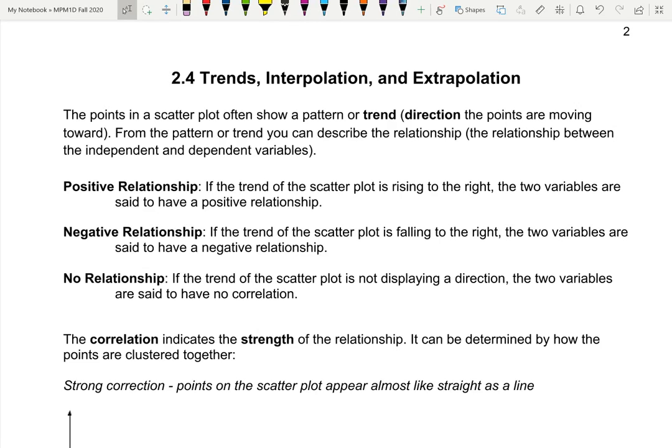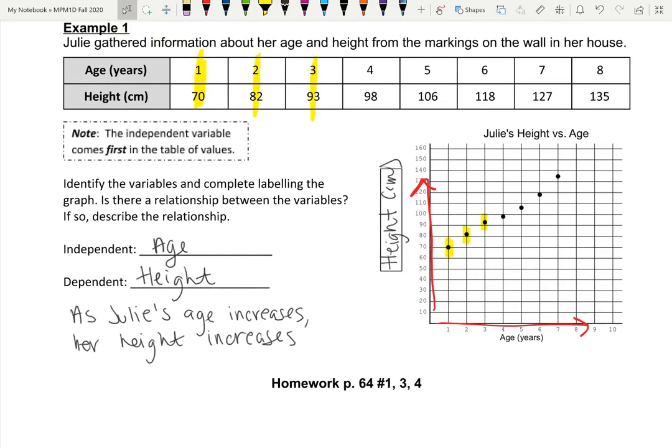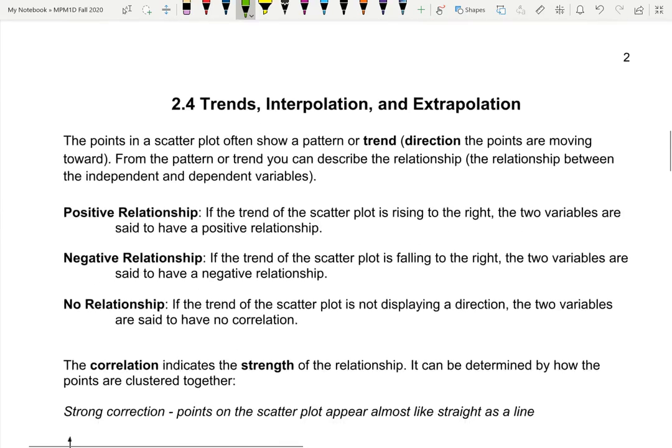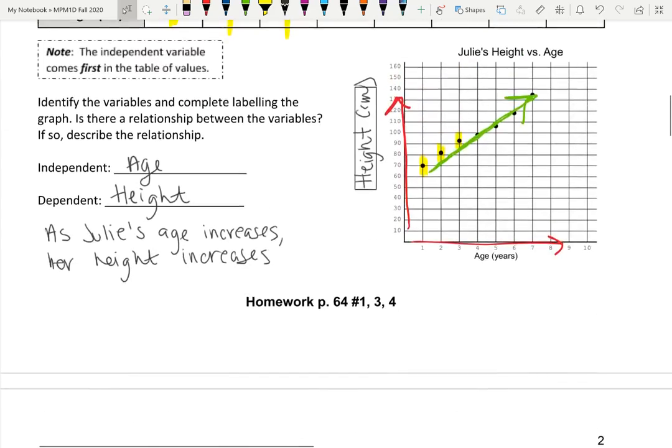The points in a scatter plot often show a pattern or a trend. So the trend is the direction in which the points are moving towards. The pattern or the trend here in Julie's height and age is that we're creating this positive slope. So when we're reading a scatter plot, this is a positive relationship, or a positive trend. If the trend of the scatter plot is rising to the right, the two variables are said to have a positive relationship, just like right here.